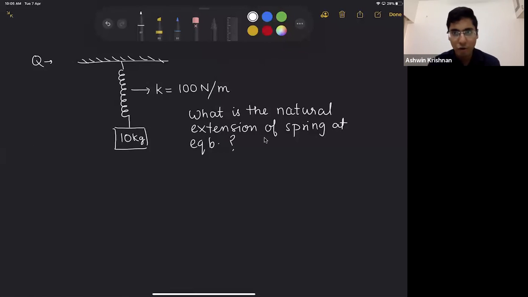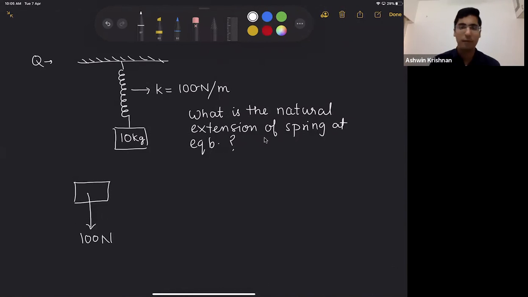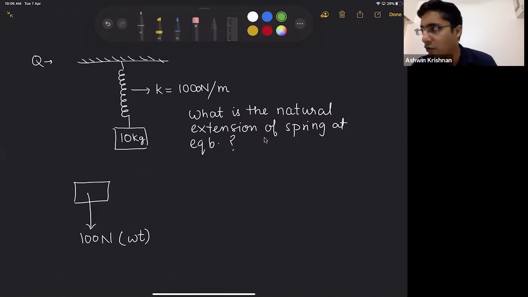Okay. Now, how do you do this? The way you do this is very simple. You analyze the body. What are the forces acting on it? The forces acting on it are 100 Newton. Okay. 100 Newton is one force acting on it. And in fact, let me take this as 1000 Newtons per meter, not 100. This is the weight. This is one force, and there will be a spring force acting on it. The spring force will act upwards because if you hang a body, it will try to expand the spring. Hence, the spring force will try to compress it.